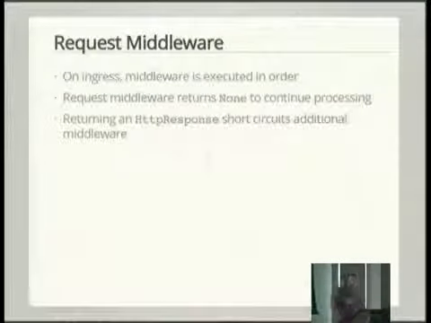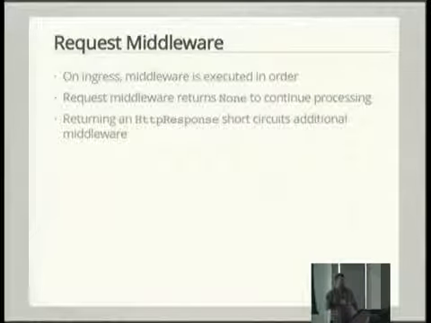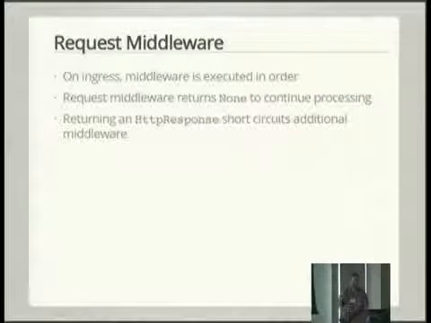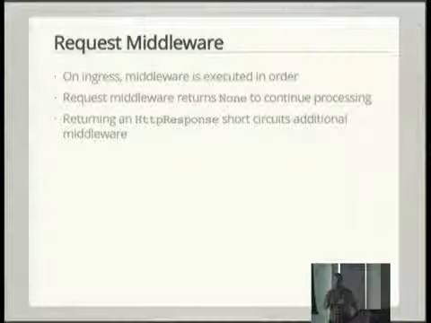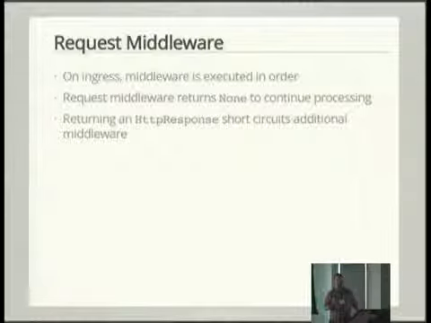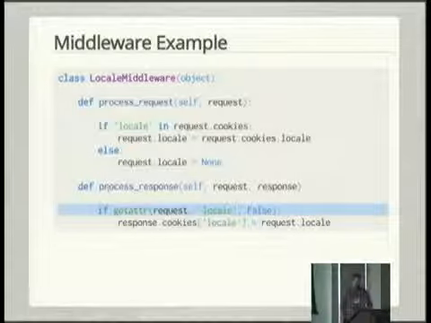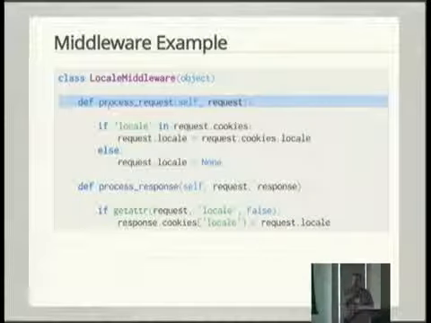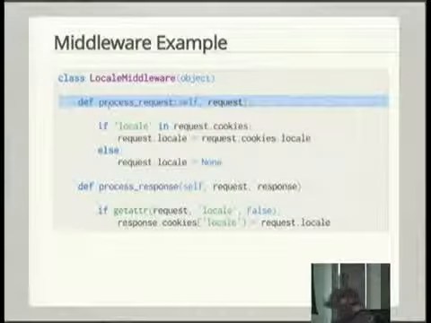On ingress, when a request comes in, middleware is executed in order. But if any of this middleware returns a response, the rest of it is not executed. So you could use this for an authorization check to make sure somebody's authorized to access your site, or maybe a maintenance middleware that you use to short circuit all requests when you put your site in maintenance mode. Basically, if this first method here returned a response object, none of the subsequent middleware would get executed.